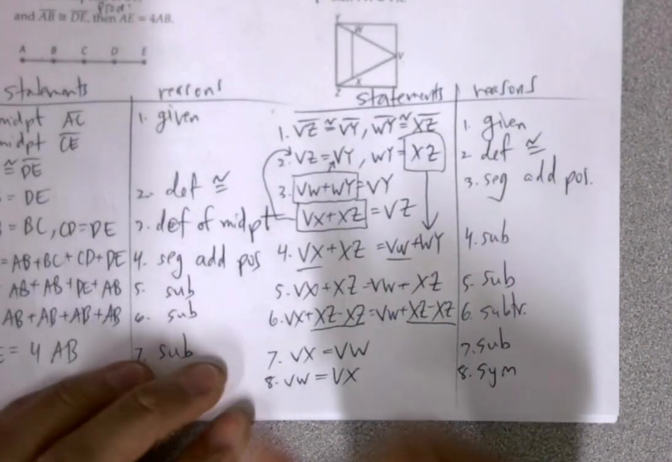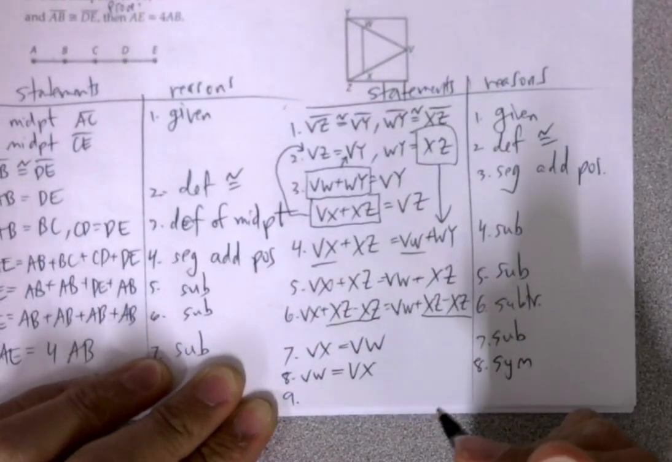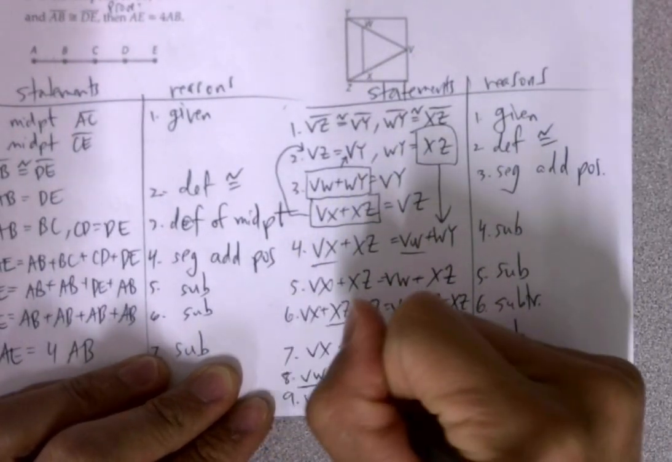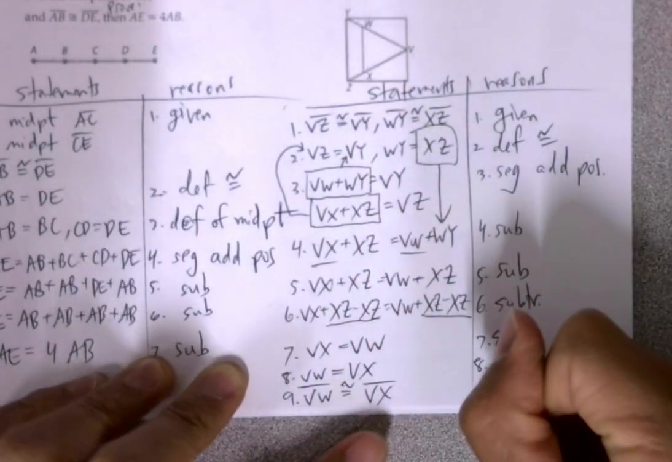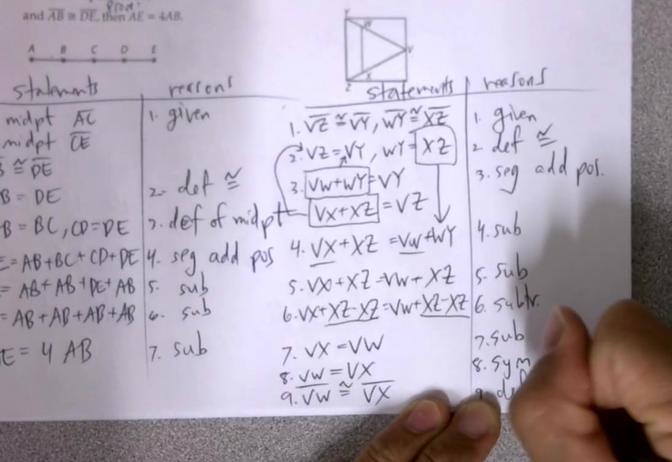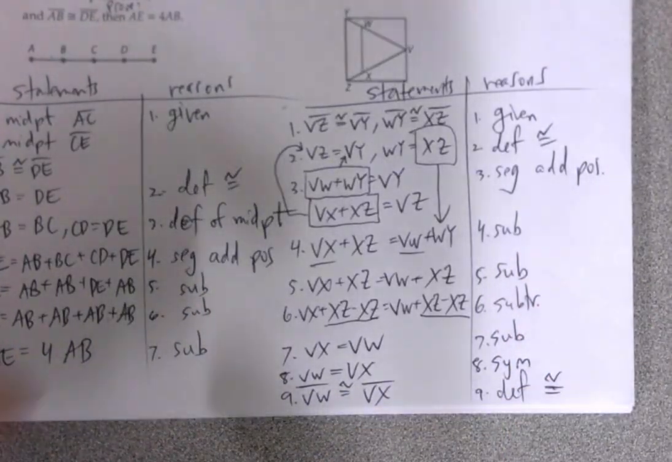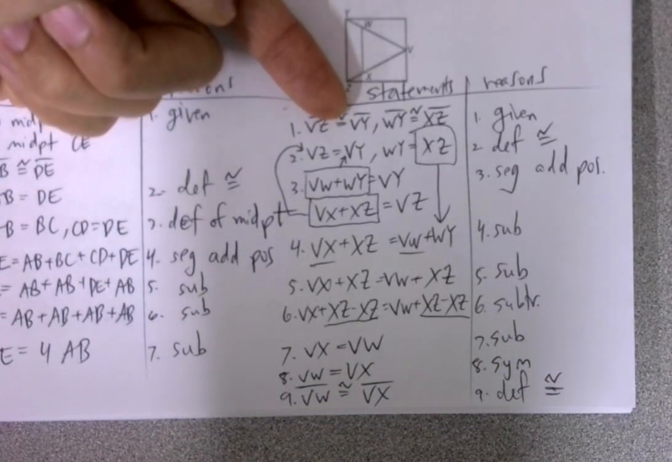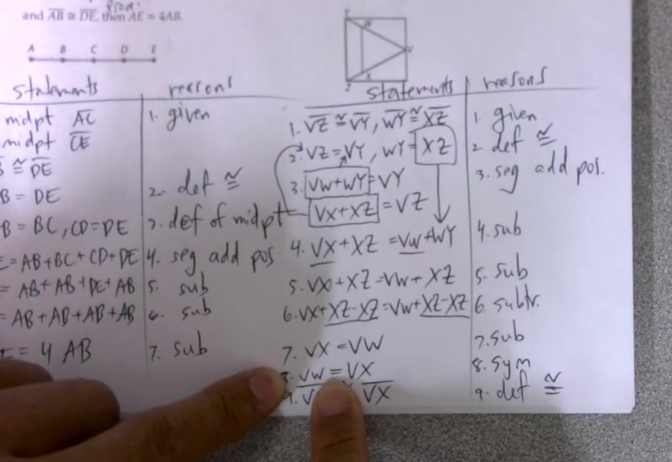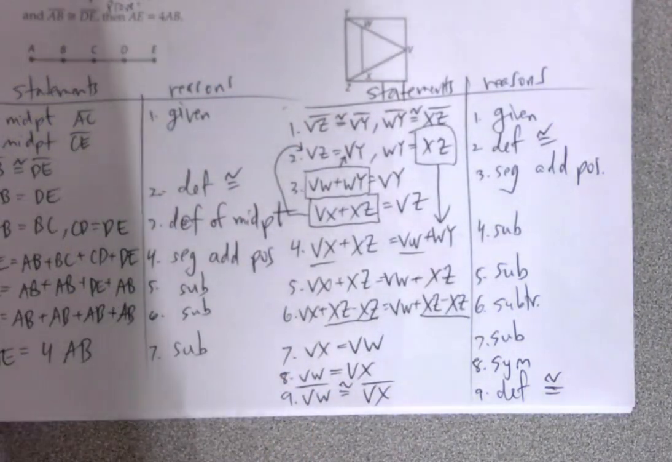That's symmetric. Last step, I need a congruency statement. So I'm going to turn them back into congruency. And that is, of course, our trusty definition of congruence. Definition of congruence lets us go from congruency statement to equation. It also lets us go from equation back to congruency statement. And that's that problem there.